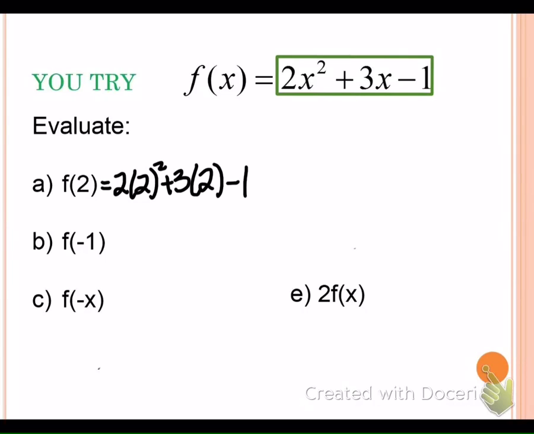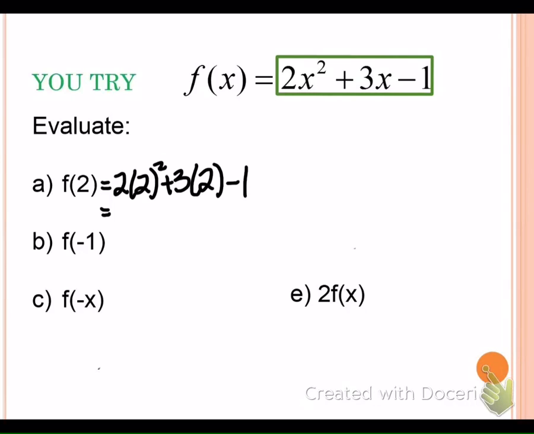Now, do you need to show this step? No. You could probably just plug in and go, okay, 2 squared is 4, 4 times 2 is 8, write 8 down. Oh, 3 times 2 is 6 plus 6. Right? You can just do that. I'm okay with that. You do not need to show me all this work. I'm just showing those that need the extra help.